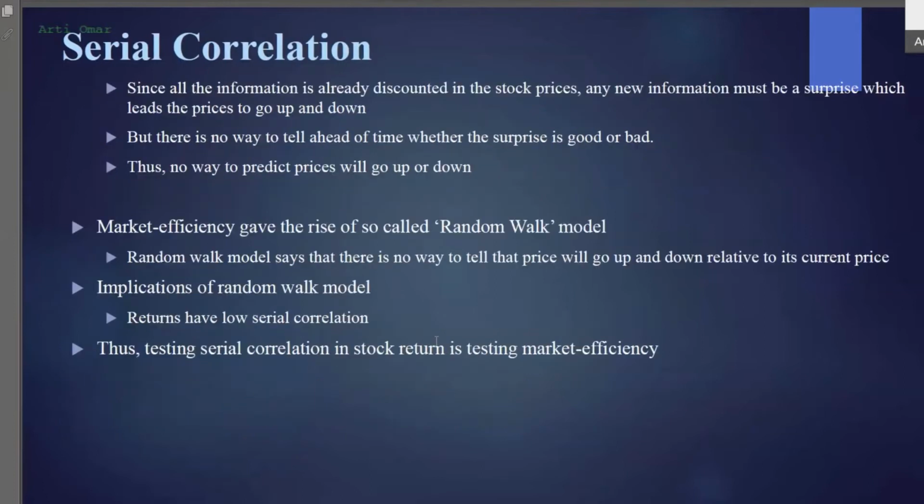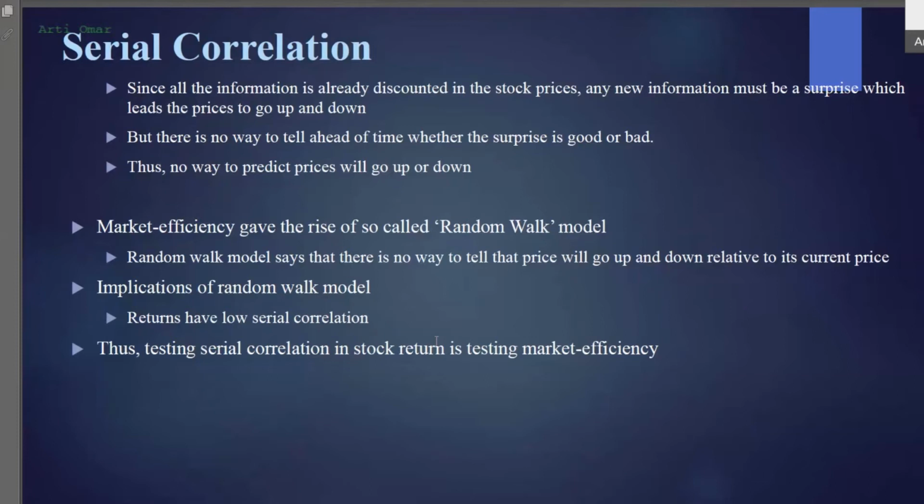So since all the information is already discounted in the stock prices, then how come this new information is coming? Definitely it is a surprise to the market. The market is not discounting this in the current prices, and this sudden surprise leads the prices to go up and down. But we can't tell ahead whether it would be good information or bad information. Only after seeing the prices or analyzing the trend can we understand whether it was good or bad information.